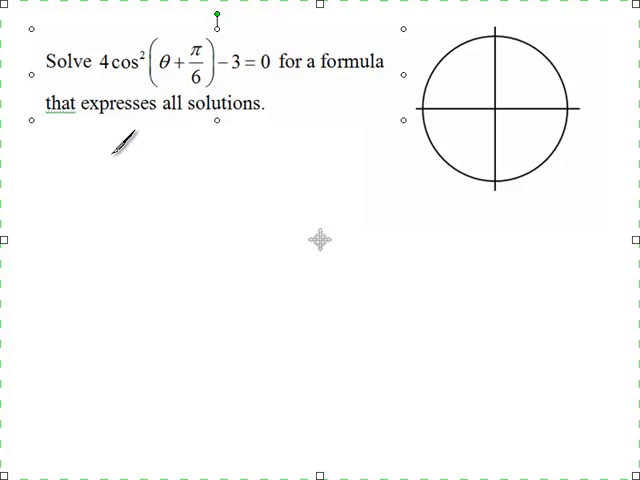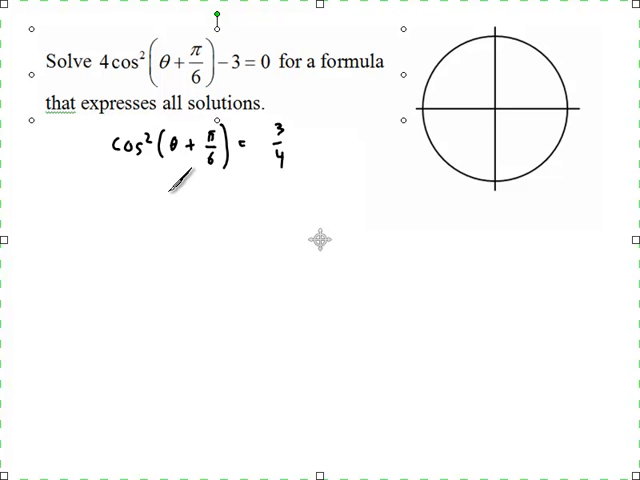First thing that you always want to do when you're solving a trigonometric equation is to isolate the trig function. So in this particular case, we have 4 cosine squared of, I'll just say the argument, minus 3 is equal to 0. I'm going to do this in 2 steps. First thing I'll do is isolate cosine squared, and to do that I will add 3 and then divide by 4 on both sides. So I'll get 3/4.